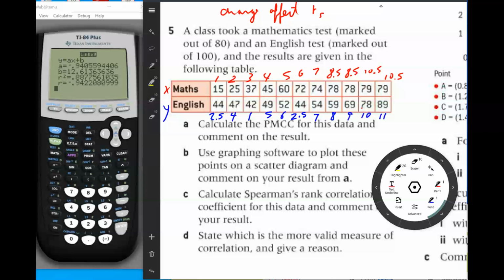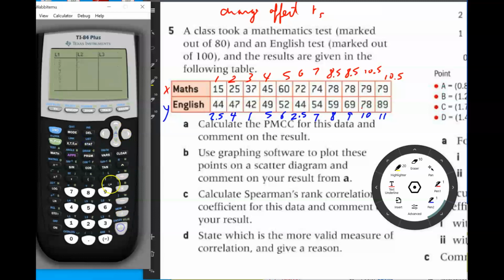So first we're just going to do the regular data using Pearson's linear regression, because apparently this might be linear, but we need to take a look at the data first. So we'll start there. We'll put 15, comma 44 and go from there, and I'll do that offline so I don't bore you. Just put the maths and English black numbers into L1 and L2, and now I'm going to do stat, calc, linreg.